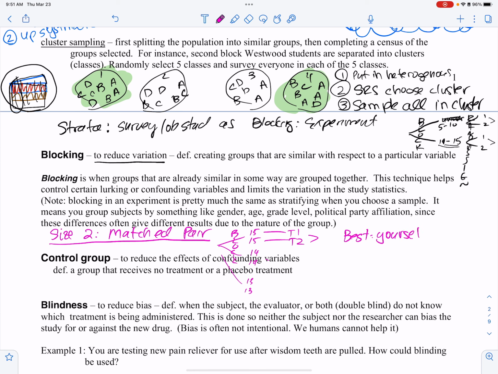The best matched pair is yourself, if you can. But obviously on this one, watching the commercials to see how you respond, I can't do that, because I want to see how you're going to respond to it. Now, if I had 2 separate commercials, I might be able to do that in that case.